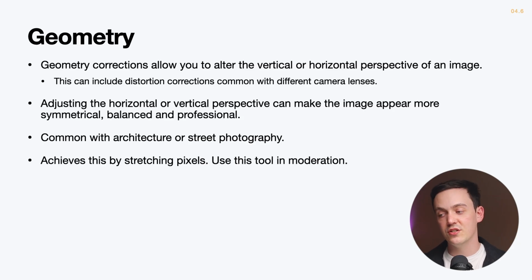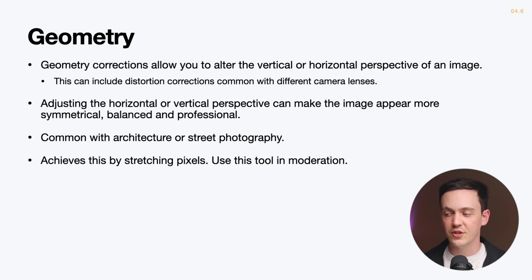Sometimes it's better to be completely off axis or perfectly lined up. Otherwise, the composition can look unintentional and not well executed. Through geometry correction, you can adjust the image to appear symmetrical, balanced, and professional. This kind of correction comes in handy, especially with architecture photography.